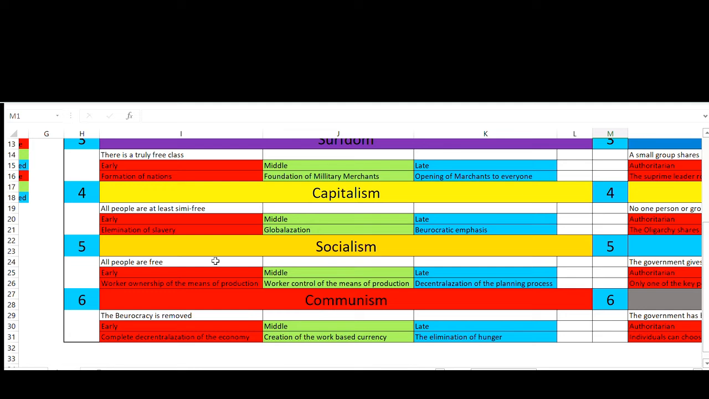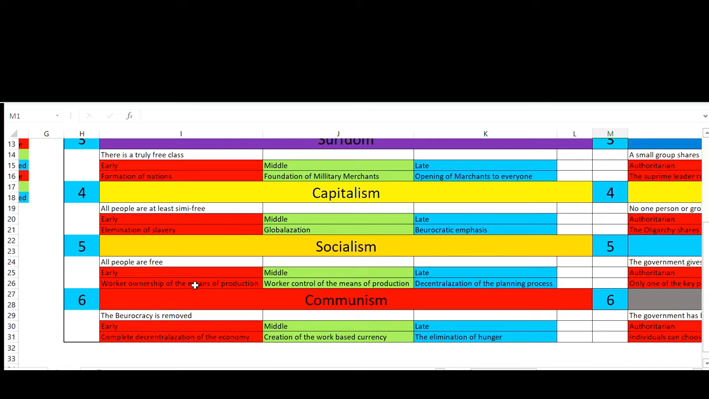So, under early stage socialism, that means that the workers own the means of production. So what does that mean? Well, basically, that means that at the very least, early stage socialism is what a lot of people would call state socialism. Basically, it is the development of a planned economy.